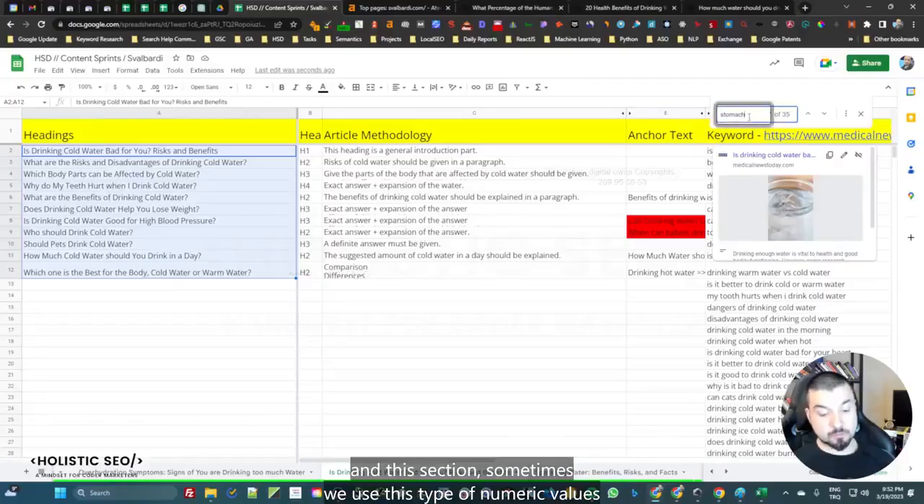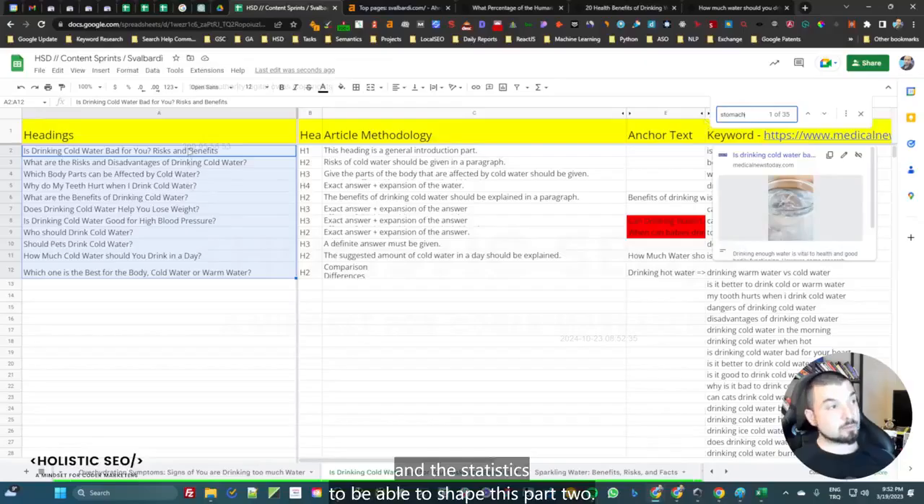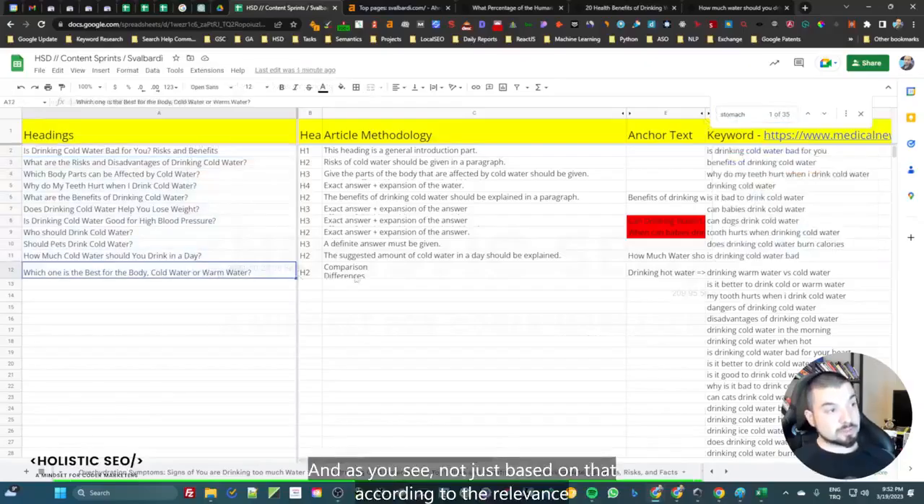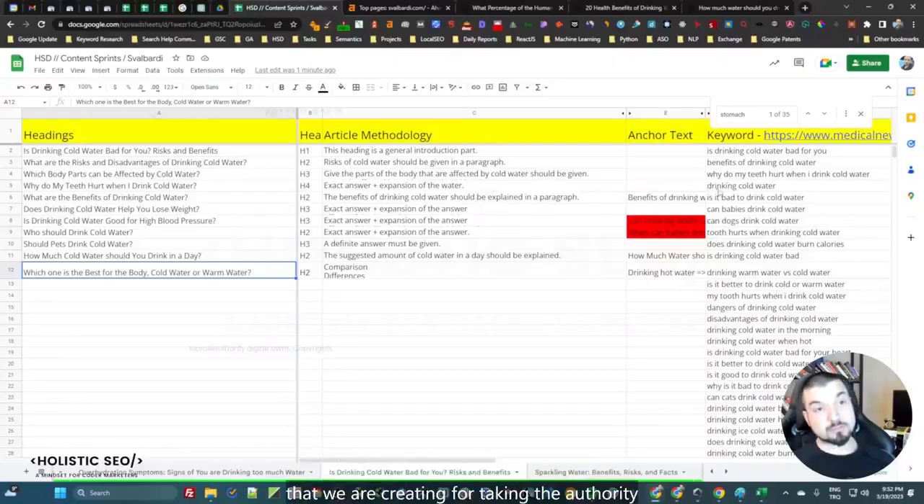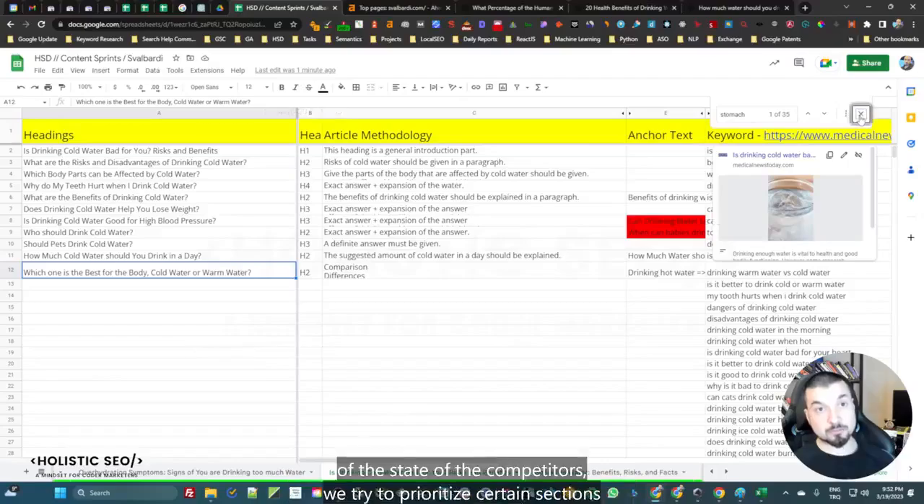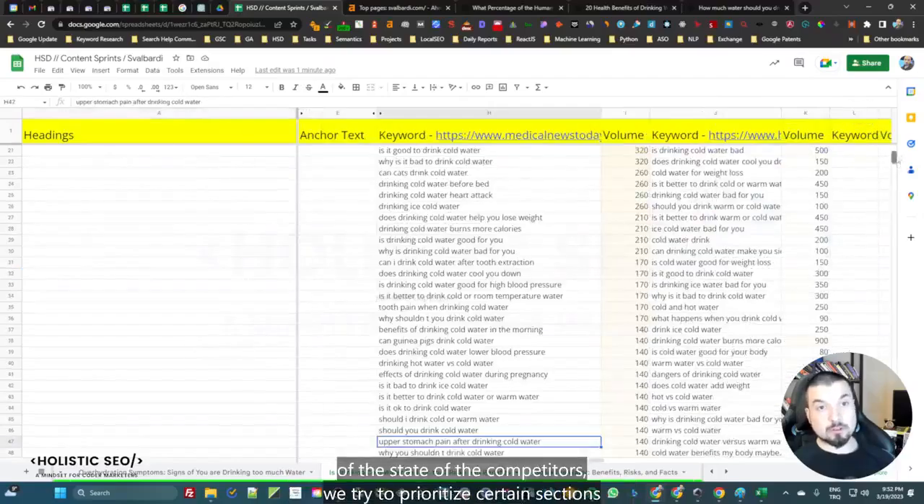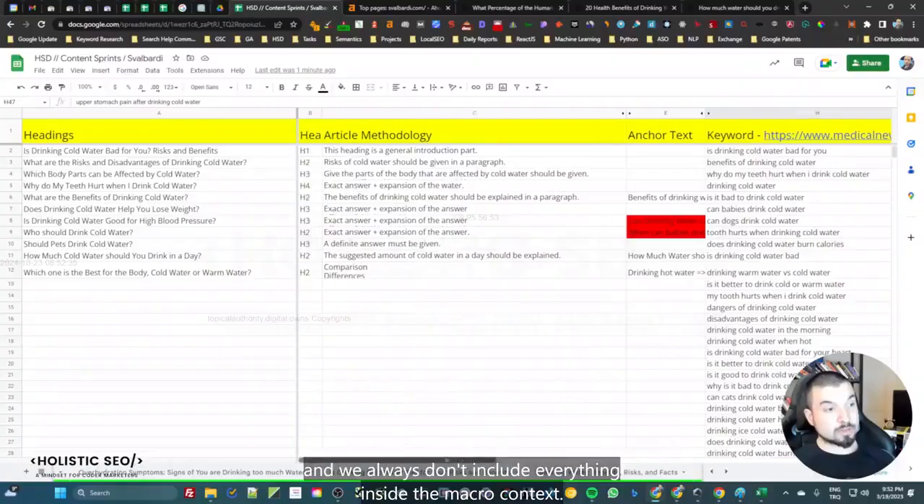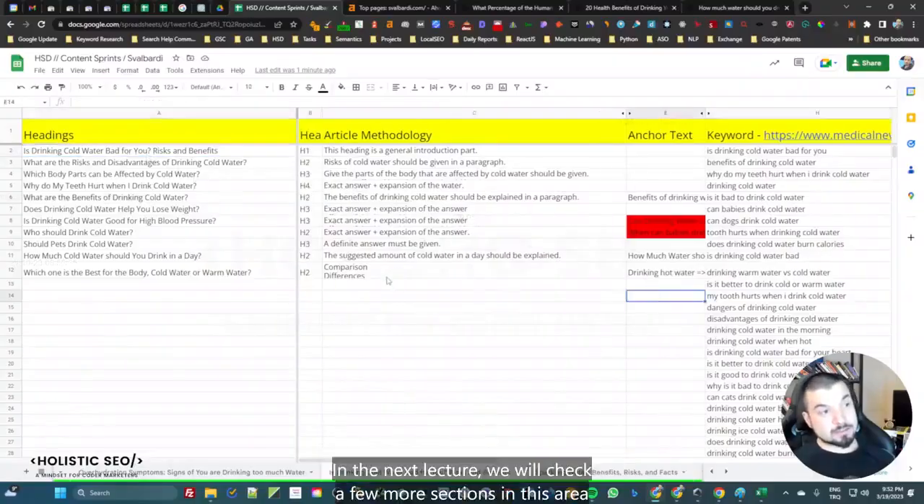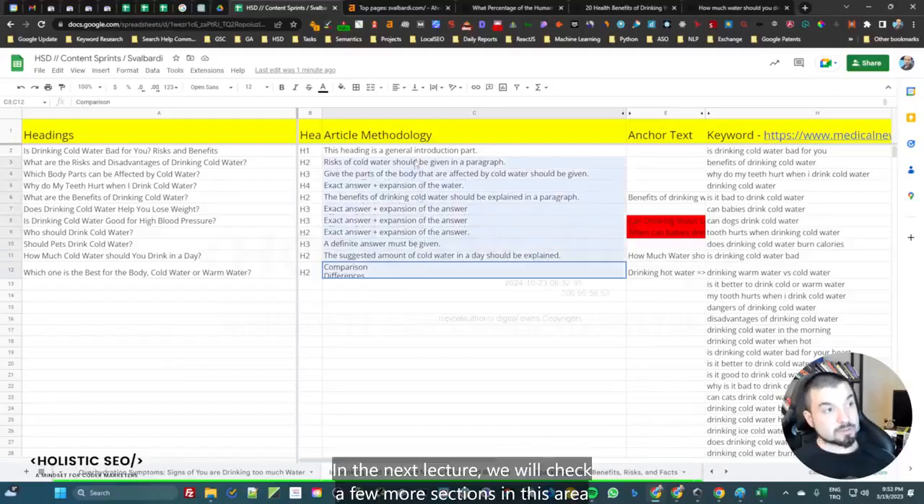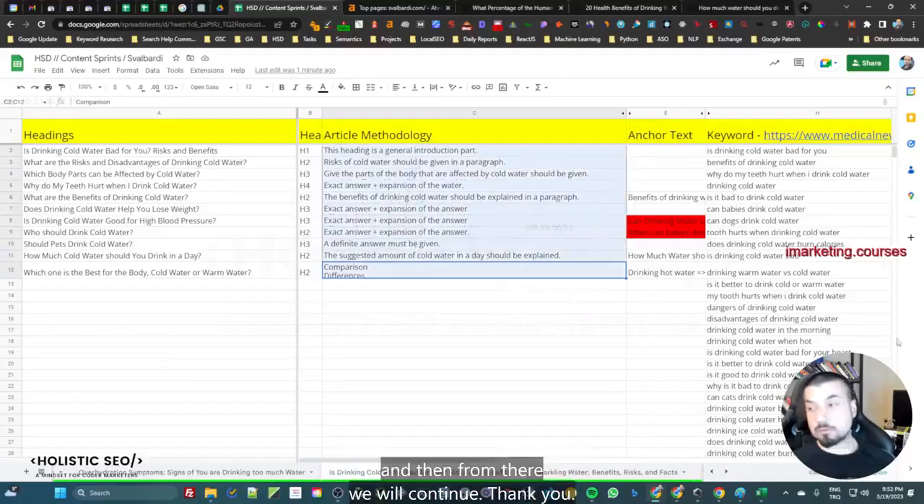Sometimes we use this type of numeric values and statistics to be able to shape this part too. And as you see, not just based on that, but according to the relevance and according to the topical map or the strategy that we are creating for taking the authority state of the competitors, we try to prioritize certain sections and we don't always include everything inside the macro context. In the next lecture, we will check a few more sections in this area, and then from there we will continue. Thank you.